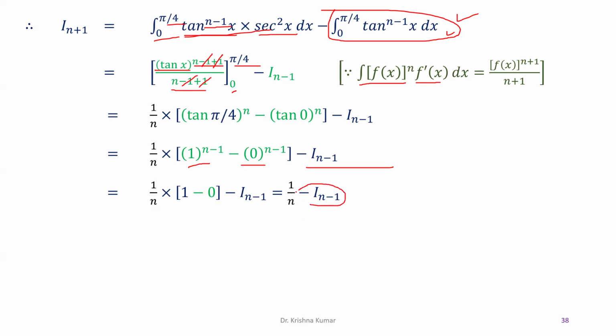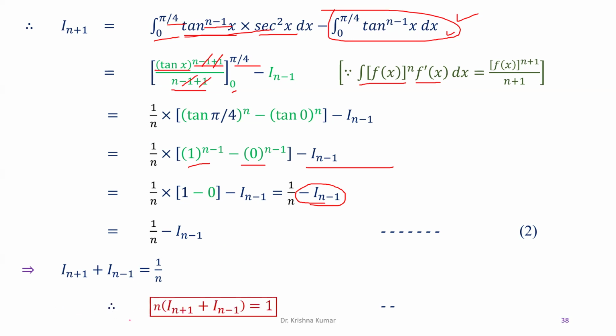If we transpose this I_{n-1} to the left hand side, we have I_{n+1} + I_{n-1}, which is equal to 1 upon n. And if we multiply the whole equation by n, then we have n times (I_{n+1} + I_{n-1}) equal to 1. So this was the first result which we had to prove. So this is our first answer.